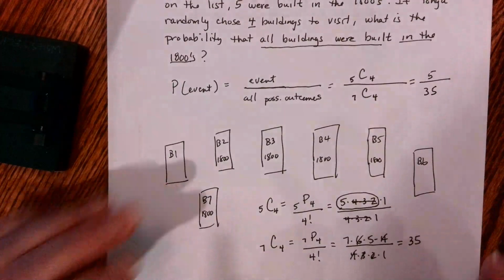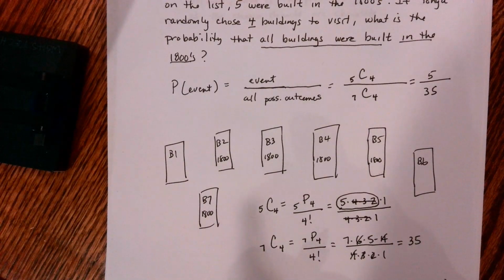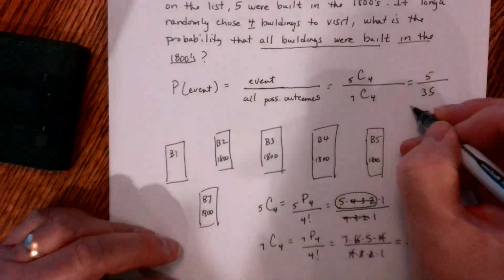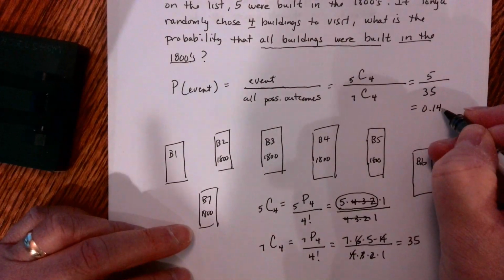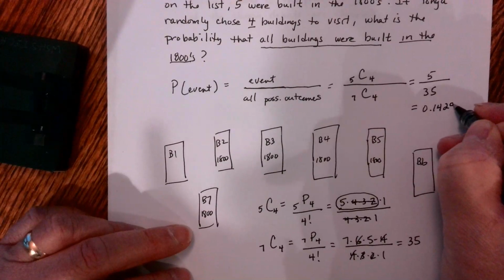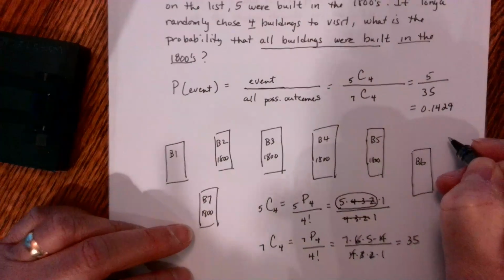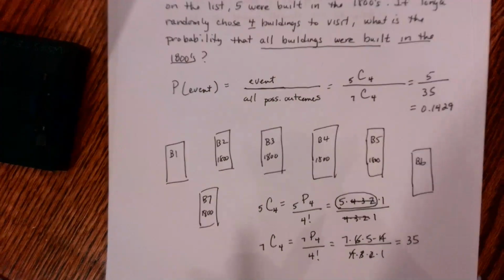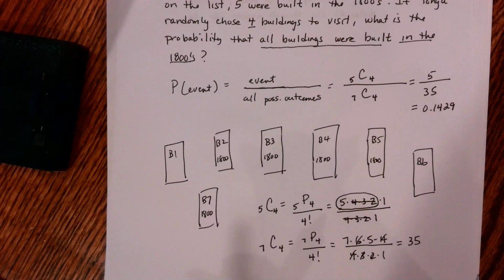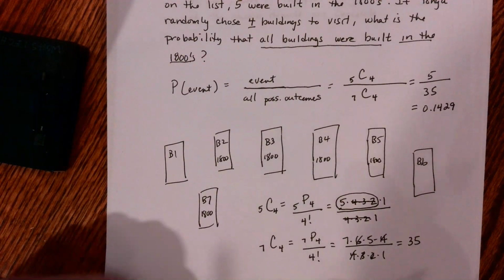So therefore, to find the probability of Tanya picking 4 buildings at random and all of those buildings being built in the 1800s, if you do the math calculation, you're going to end up with 0.1429 if I round to 4 decimal places. So roughly there's about a 14% chance of her picking 4 buildings at random and all 4 of those buildings being built in the 1800s.